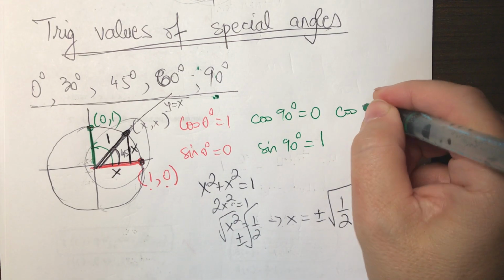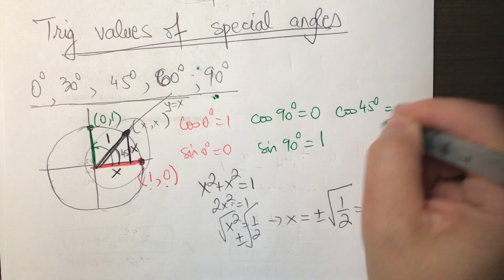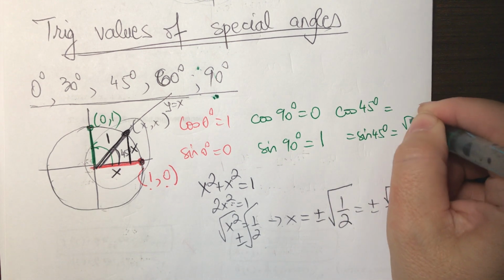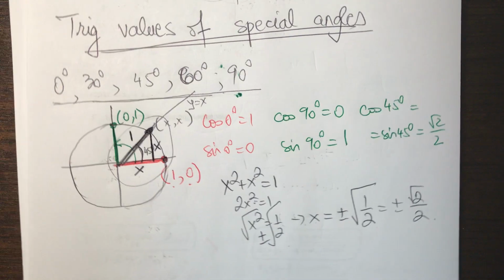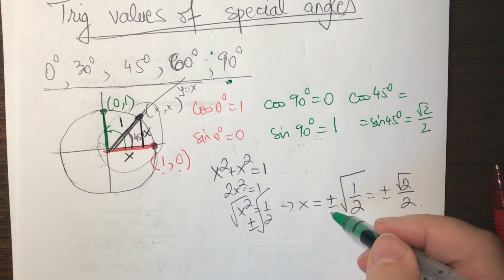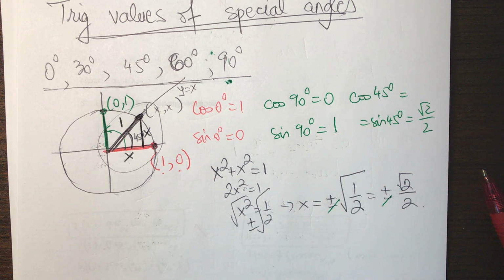So that simply means cosine of 45 is the same thing as sine of 45, which is equal to the square root of 2 over 2. Okay, and why is it positive? We're in the first quadrant, right? x is positive in the first quadrant. So even though we get two answers for our problem here, only the positive one makes sense. As you see, you're in the first quadrant, right?